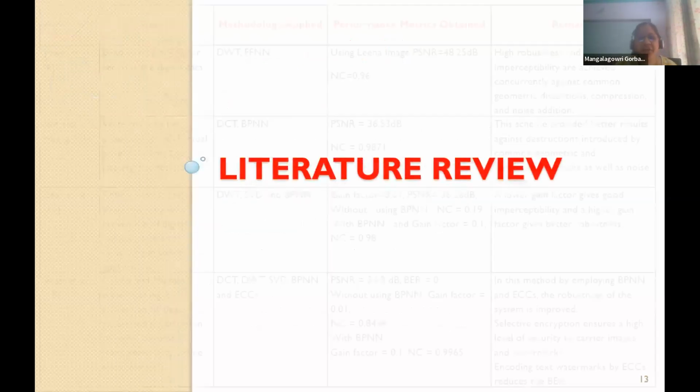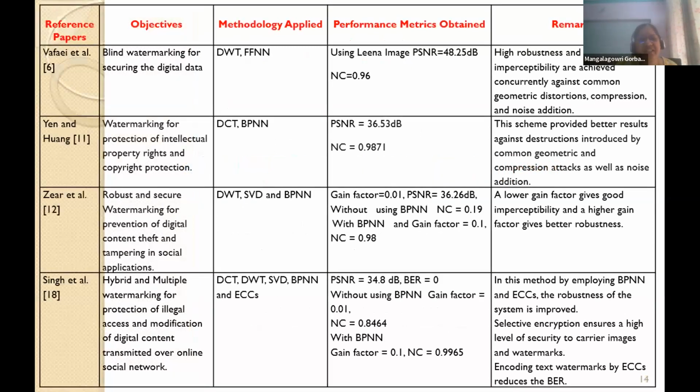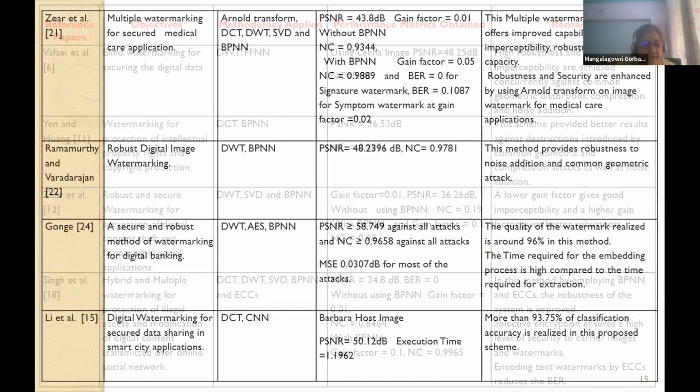Coming to my literature review, the first 7 papers which I have reviewed are based on feed forward networks like backpropagation neural network, in different transform domains. These methods provide good performance in terms of robustness and imperceptibility. The normalized coefficient in these cases is found to be greater than or equal to 0.96 for most of the common attacks. In terms of imperceptibility, these methods achieve an average PSNR of 43.7 decibels, which is a good quality indicator.